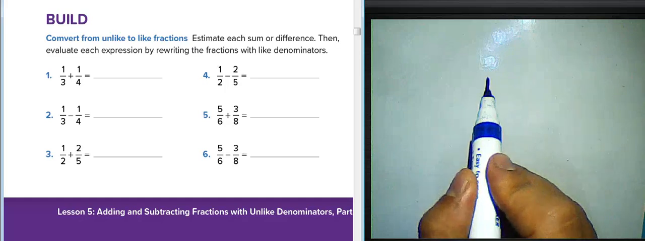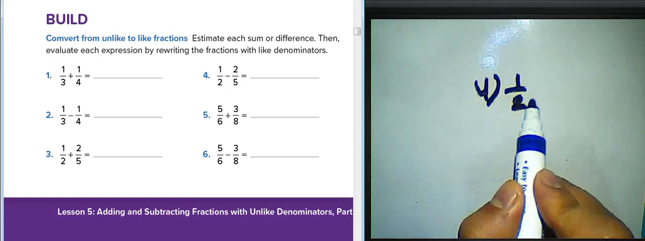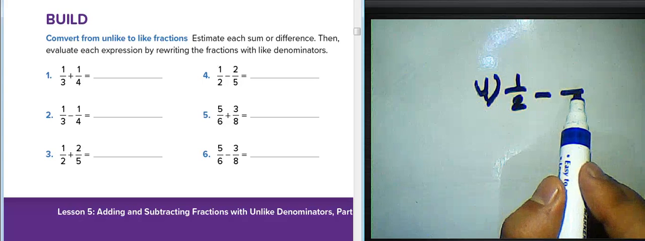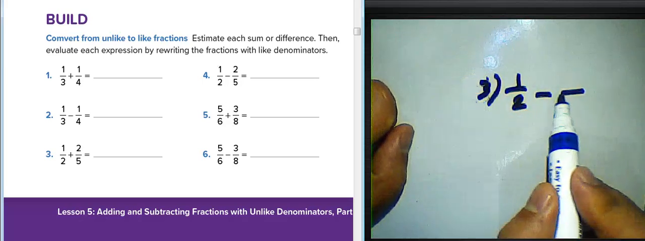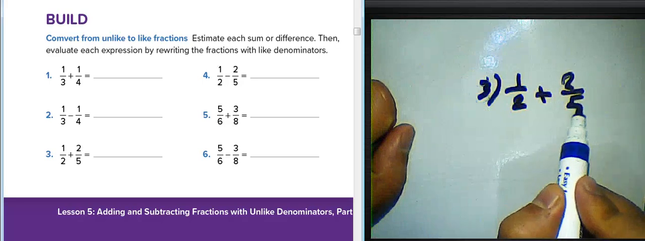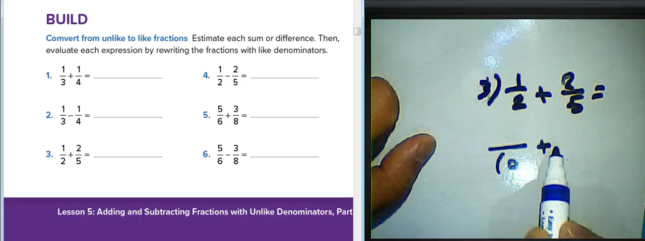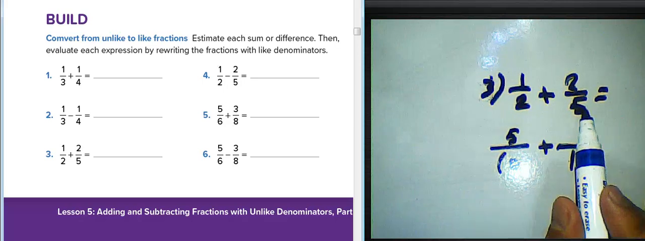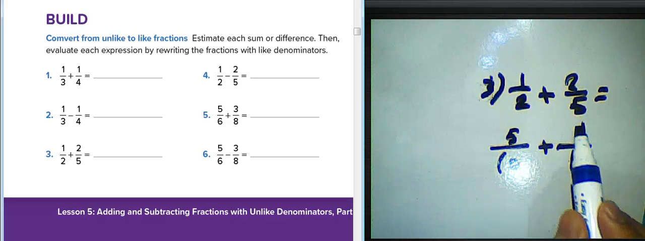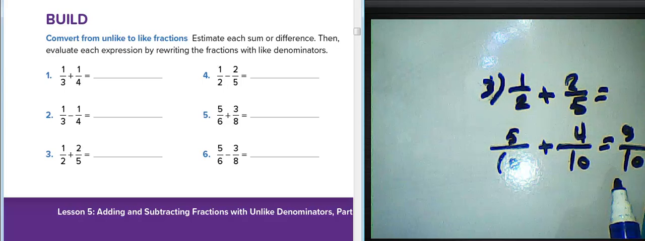Question number 3: 1 over 2 plus 2 over 5. We can write 10 in the denominator here. 2 times 5 equals 10, 1 times 5 equals 5. 5 times 2 equals 10, 2 times 2 equals 4. The result will be 9 over 10.